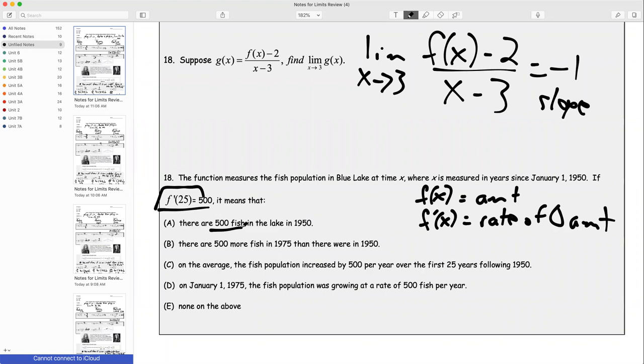There are 500 fish in the lake in 1950. No, that has to be wrong. It's an amount. And you're not even looking at 25. It's the original amount. There are 500 more fish in 1975 than there were in 1950. That's wrong also because that's an amount. On the average, no, right? The fish population increased. So the correct answer: on January 1, 1975, x is 25 in this case. The fish population was growing at a rate of 500 fish per year. That's the derivative. Has to be D.